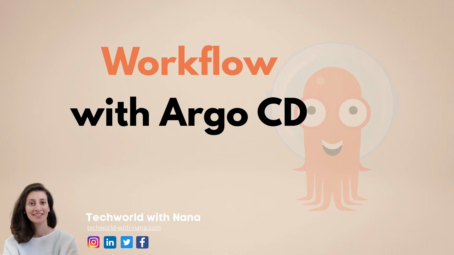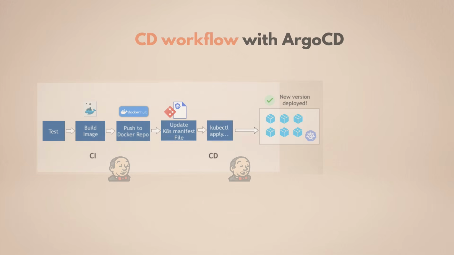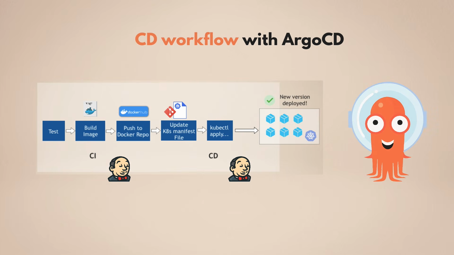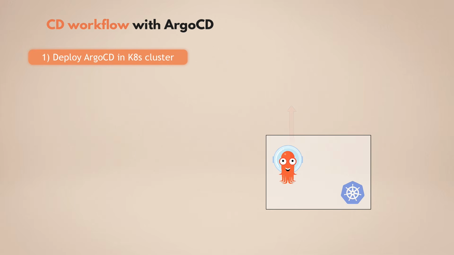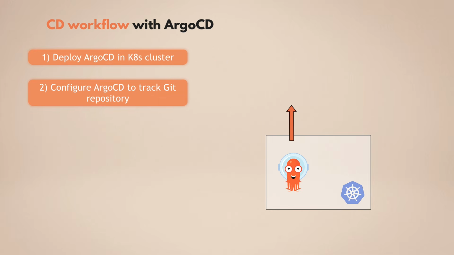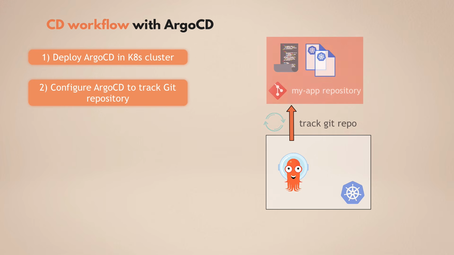So now let's see what the workflow looks like when we replace the common CD setup with ArgoCD. First, we deploy ArgoCD in the cluster, and then we configure ArgoCD and tell it, hey, connect to this Git repository and start watching for any changes.